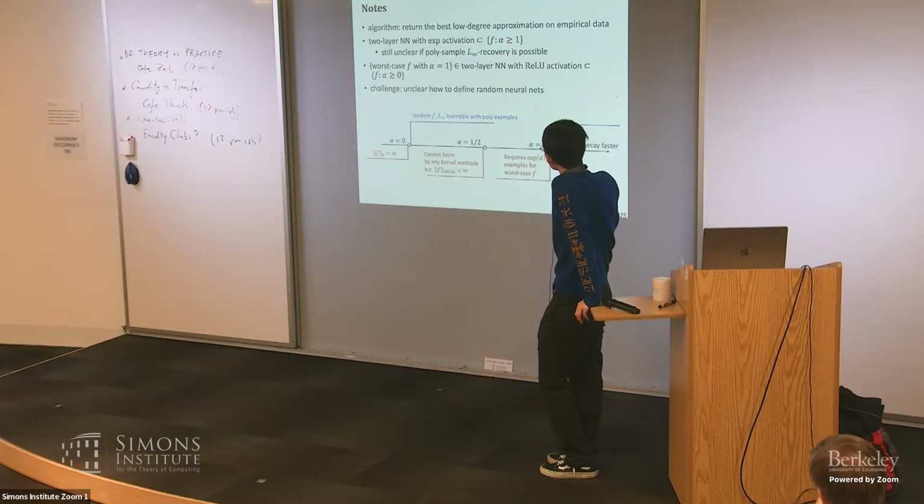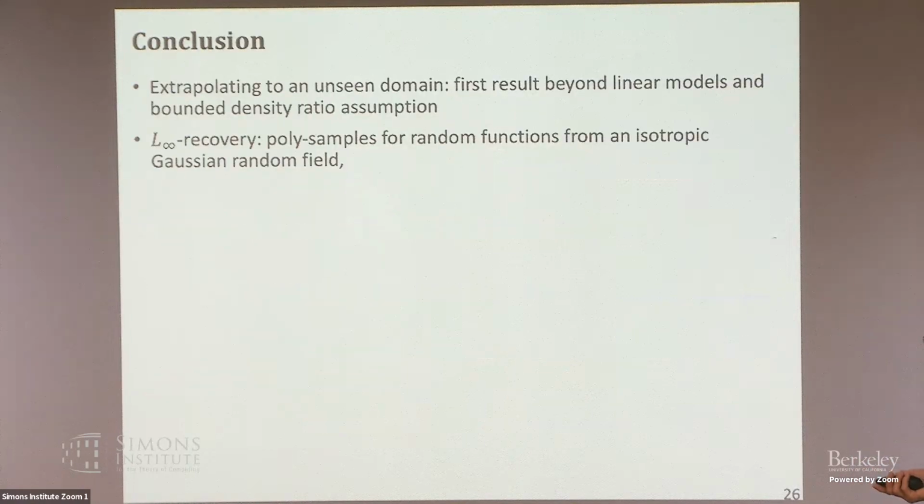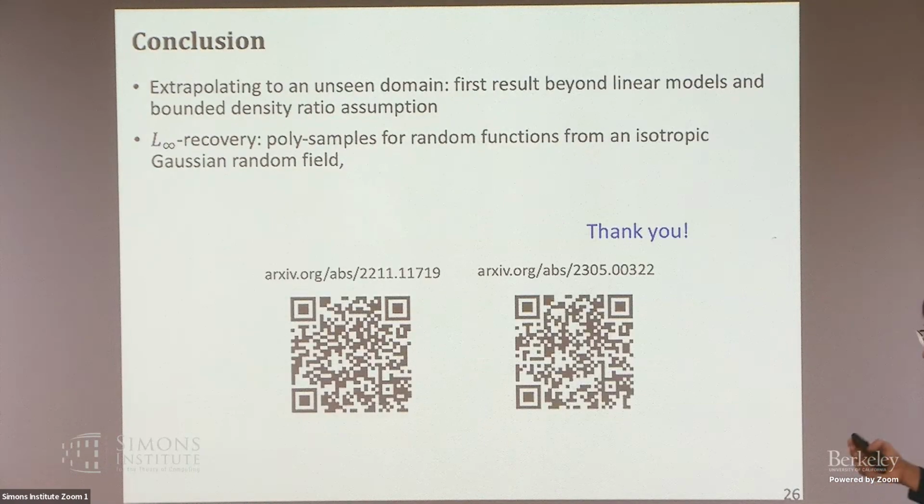Anyway, these are some comments about neural networks. None of this really solved the neural network problem, because for neural networks it's very hard to define the randomness. So I guess I'll just skip this and jump to the conclusion. Thanks.